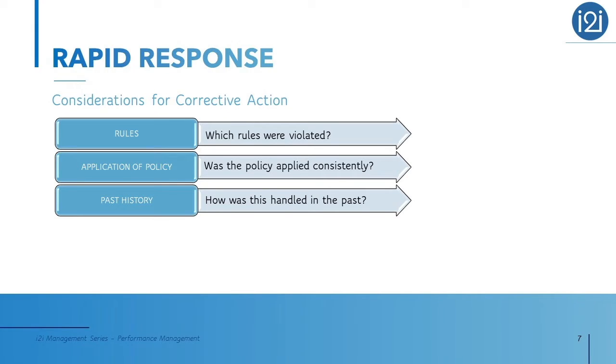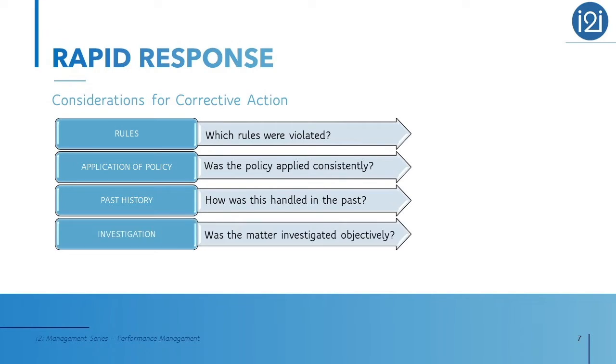P. Past history. How has this situation been handled in the past? Has the employee been warned previously for violations of other rules, policies, or procedures? Have other employees been disciplined for a similar offense? And is the degree of discipline to be imposed on this employee commensurate with the seriousness of the offense? Is it in line with the employee's past record and their length of service?